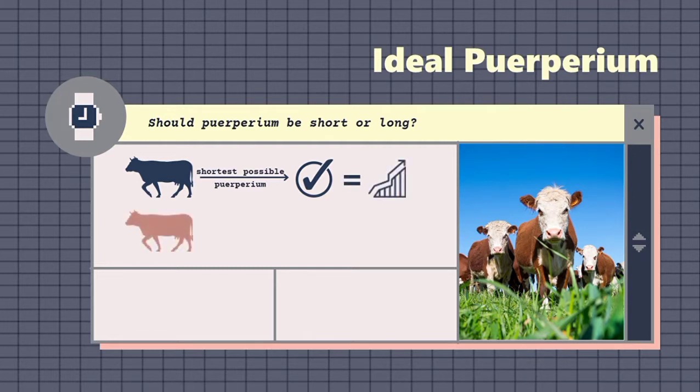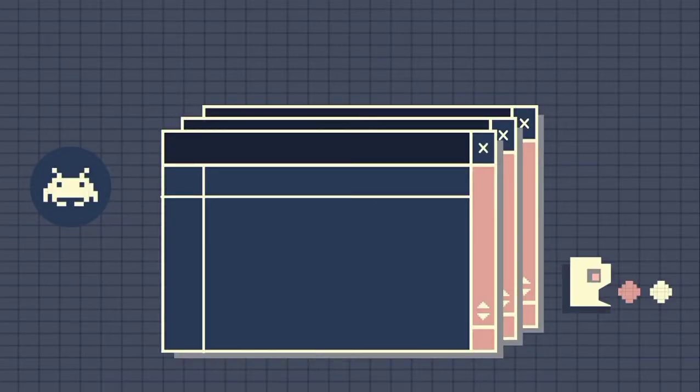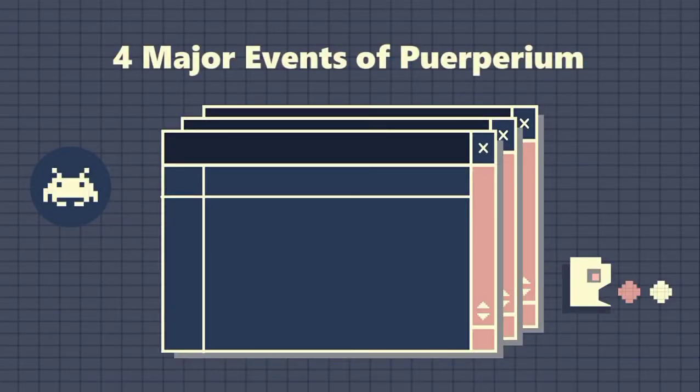Conversely, the longer the puerperium, the longer the delay of a subsequent pregnancy and the less efficient the production process becomes. For example, in dairy cows, frequent pregnancies are required for maximum lifetime milk yield. In swine and beef cows, the shorter the interval between pregnancies, the more offspring are produced and the more efficient the production of meat becomes. So there are four major events of puerperium.